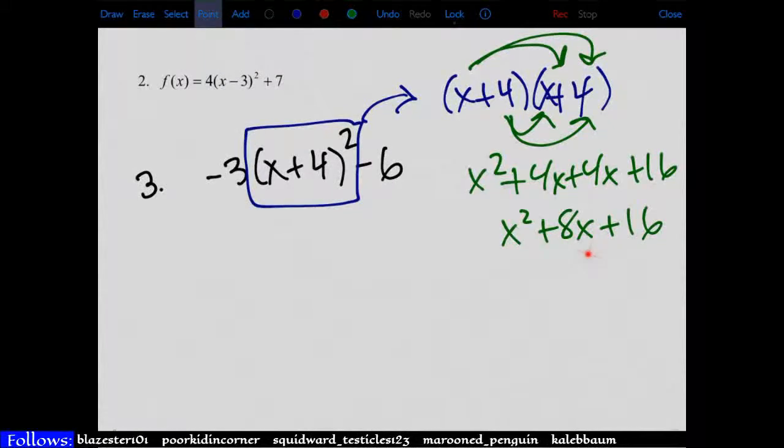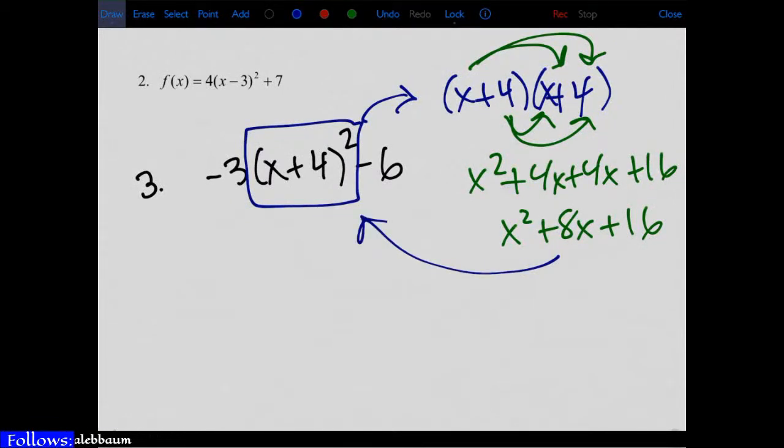So we can just swap that out. I'm going to swap this back in right here. So we get negative 3 times x squared plus 8x plus 16. And then that minus 6 is still there from right here.